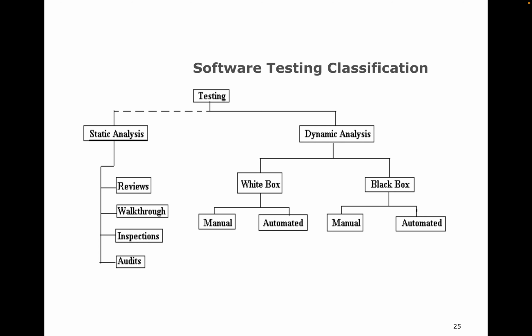Static analysis means we review the requirement documentation, review the designs, walkthroughs, inspections, and audits. These are done in static analysis. In dynamic analysis, we have two types, white box testing and black box testing. As I mentioned earlier, white box testing is done by the developer, whether manual or automated. Black box testing is done by the QA, and it also has two types, manual and automated.